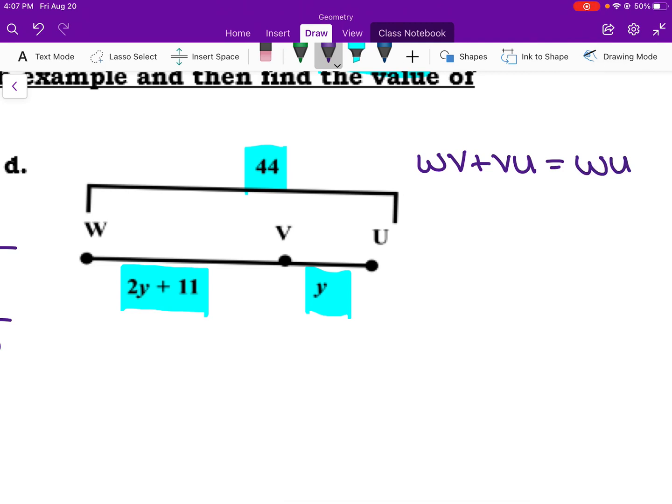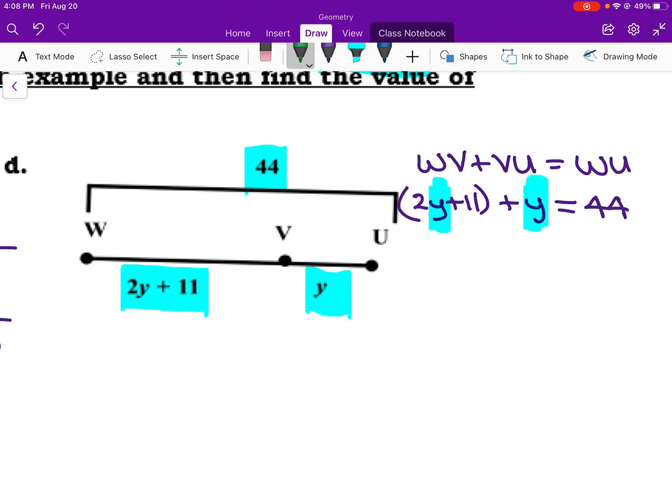And now I can go ahead and substitute those values in. So WV, we know, is 2y plus 11. VU, we're told, is y. And WU, we know, is 44. So here I have set up an equation to solve for my variable. Notice that there's nothing in front of my parentheses, so I actually didn't even need to write the parentheses.